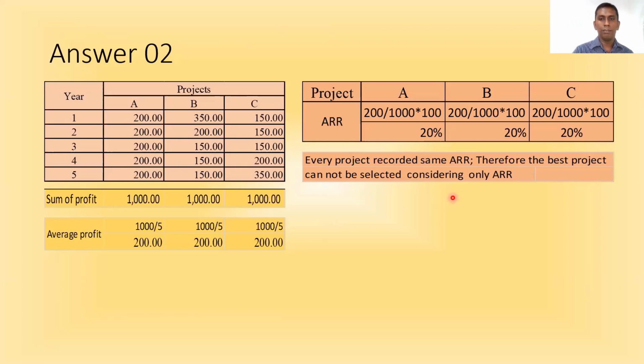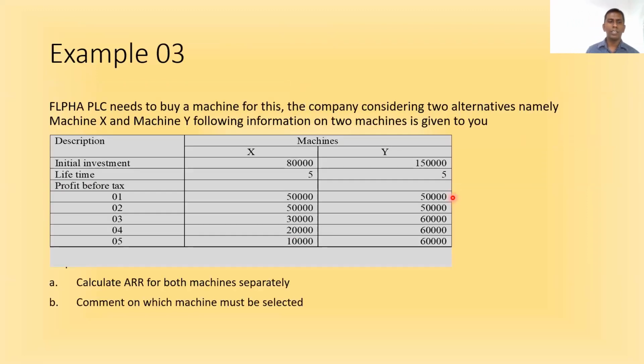Right, look at the next slide. Again, we have examples. Same things. The initial investments have been given, and the same length of useful life, that's 5 years. The initial investments are different, but that is not a problem for us. And also the profit before tax has been given, and that's also not a problem, right?